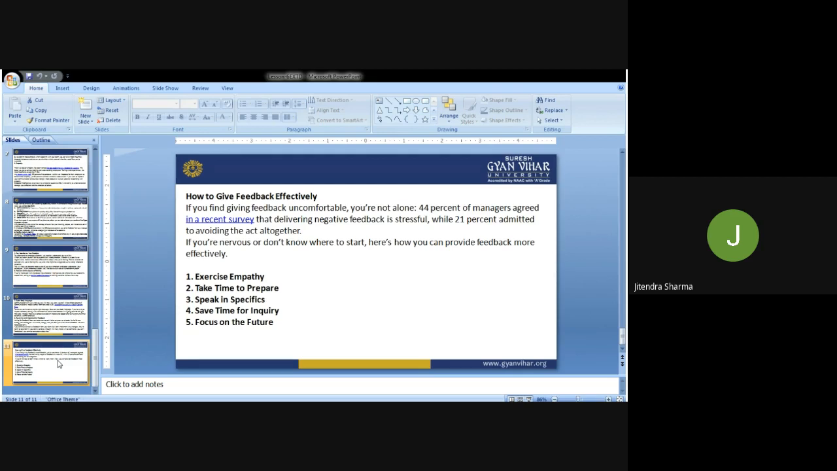That is very important. If you find giving feedback uncomfortable, you are not alone. 44% of managers agreed in a recent survey that delivering negative feedback is stressful, while 21% admitted to avoiding the act altogether. So this is the situation of our managers. It means they are very much in a comfortable zone.